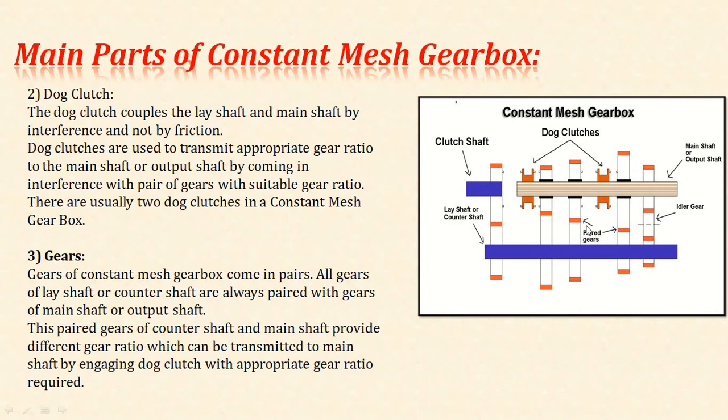And last, the third one, gears. Gears of a constant mesh gearbox come in pairs. All gears of the lay shaft or counter shaft are always paired with the gears of the main shaft or output shaft. These paired gears of the counter shaft and main shaft provide the different gear ratios which can be transmitted to the main shaft by engaging the dog, with the appropriate gear ratio as required.